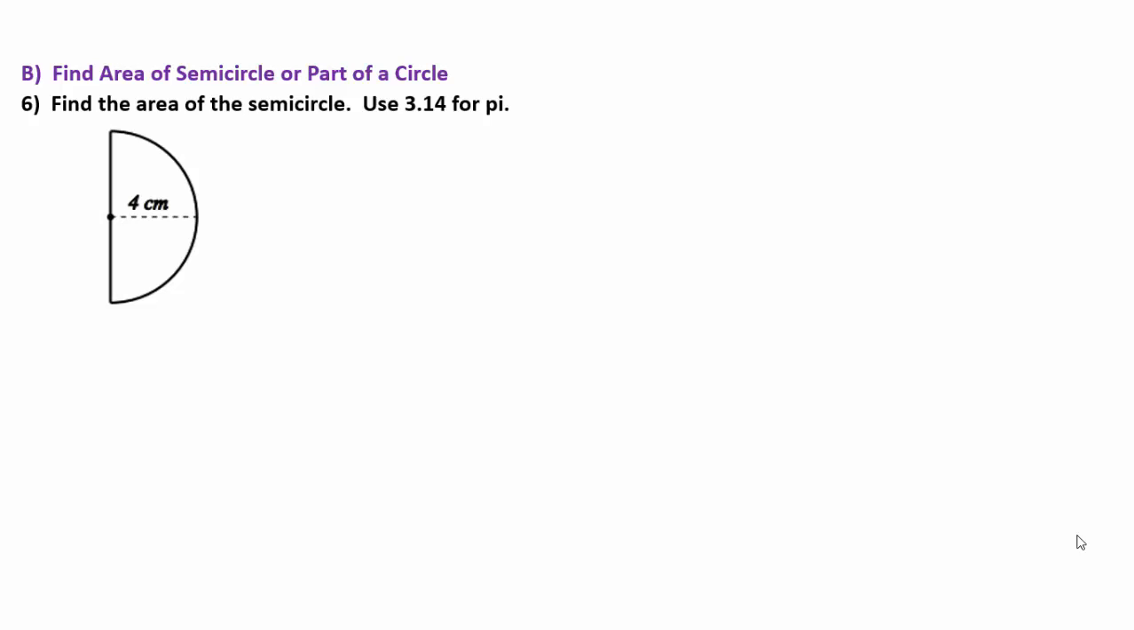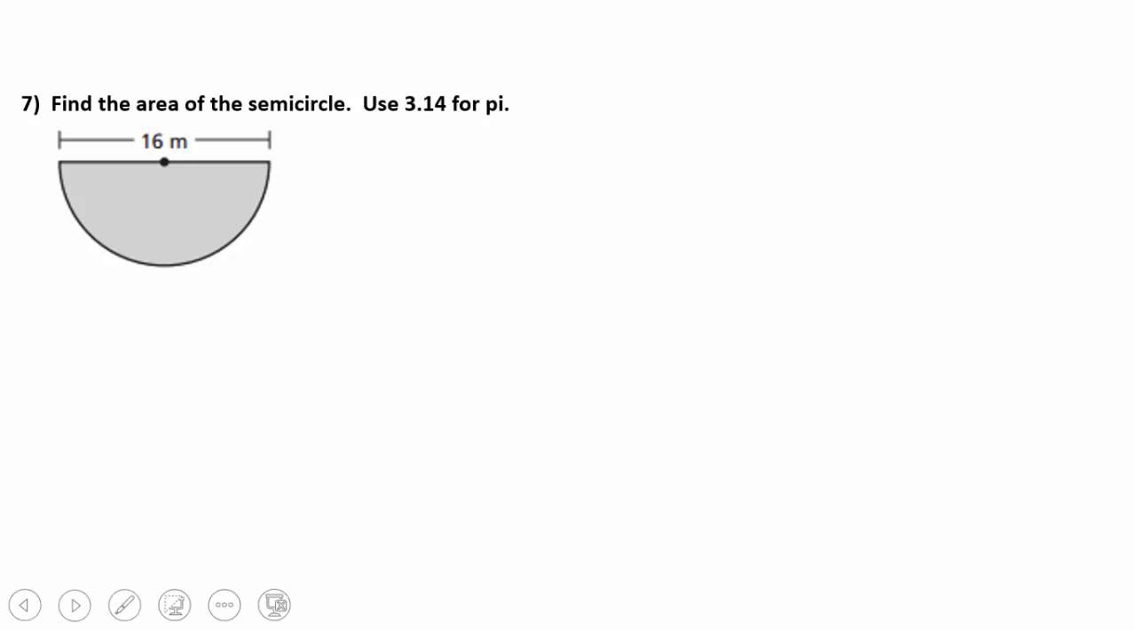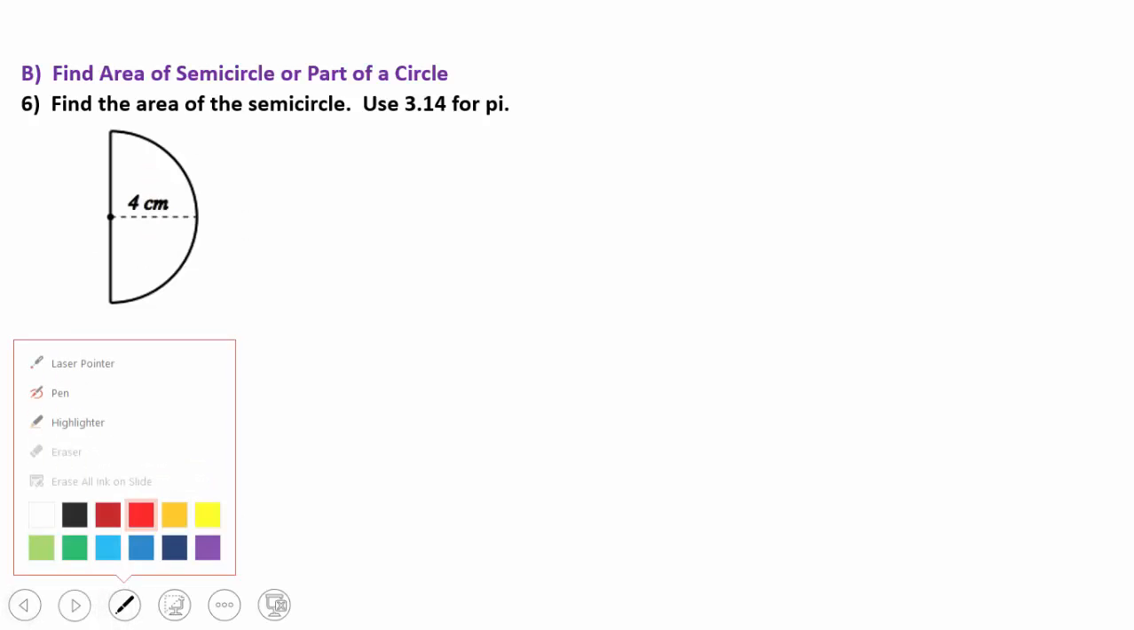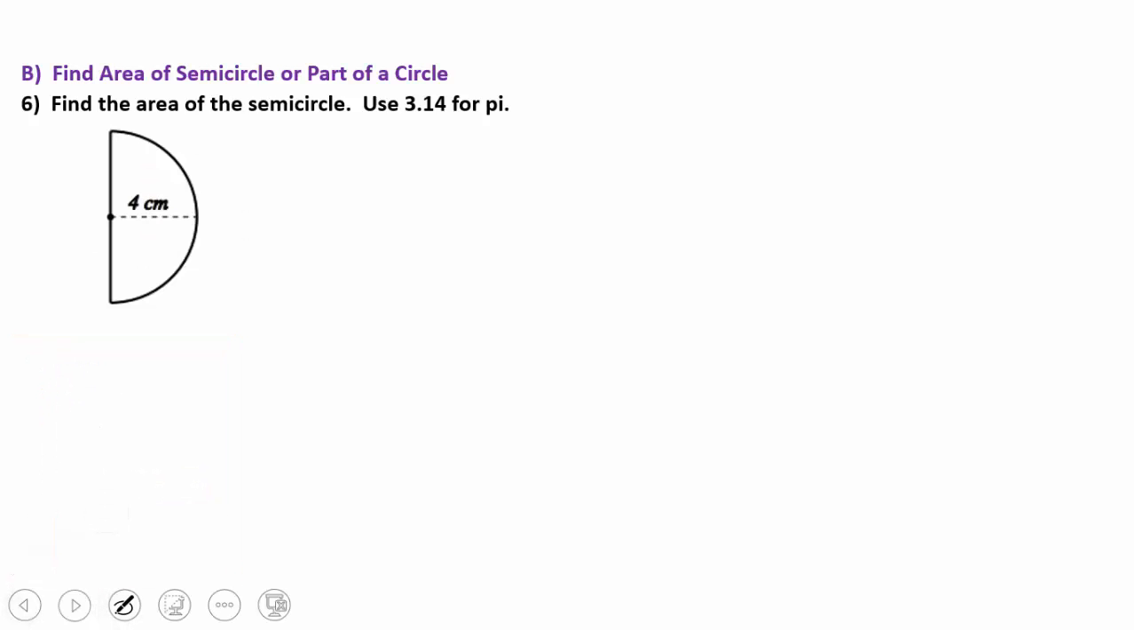And it may or may not start with our example number 6, where we're going to find the area of a semicircle or part of a circle. Whoops, my bad. So, let's get busy right here. Find the area of the semicircle. This is a special part of a circle, using 3.14 for pi.